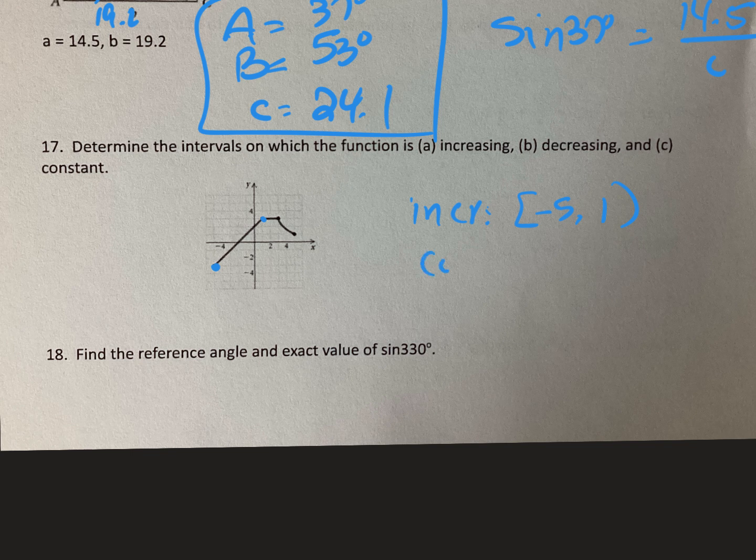And then it is constant, which means that the line is flat. It's not increasing or decreasing from +1 right there to, looks like that's 3. Boom. And then the graph starts going down. It's going down from 3 to 5. And that's it. That's all you've got to do there.